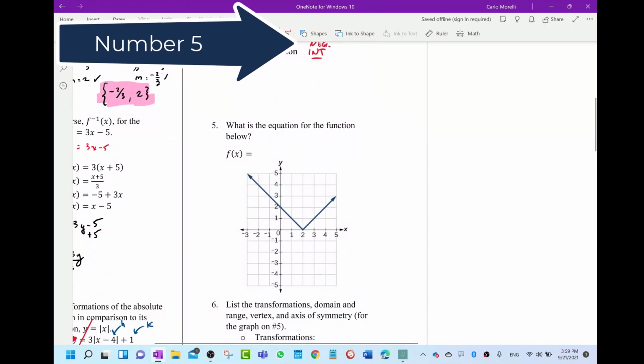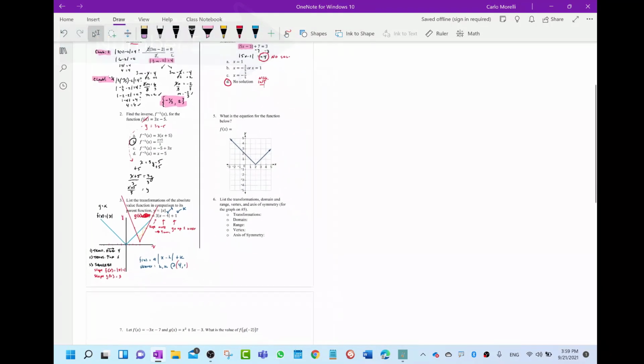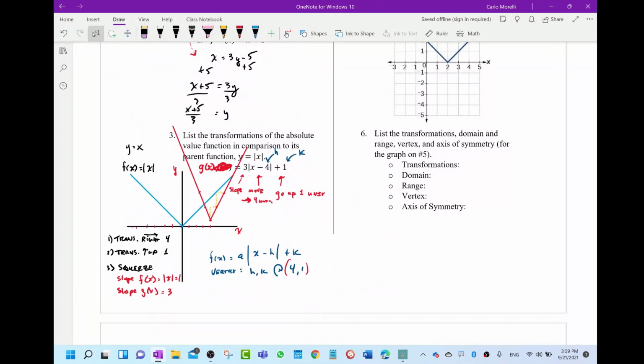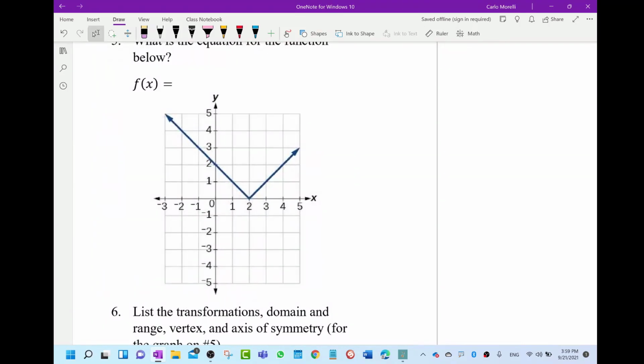Okay, here we are in number 5. What is the equation for the absolute value function below? Well, that's why I'm so glad we did all this, right? Because now you know what the parent function is, because you need that before you can define what occurred. So first, I recommend drawing in the parent function.